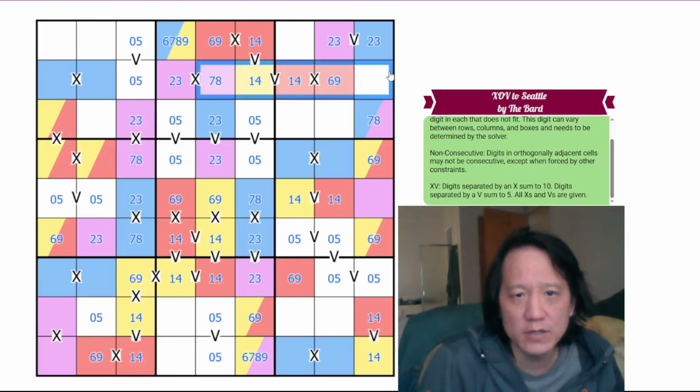And this digit cannot be pink 7, 8. Cannot be blue 7, 8. So neither of those can be pink or blue 7, 8. So this has to be, there's no 1, 4, there's no 6, 9. It can't be low 2, 3, so this must be 0 or 5.